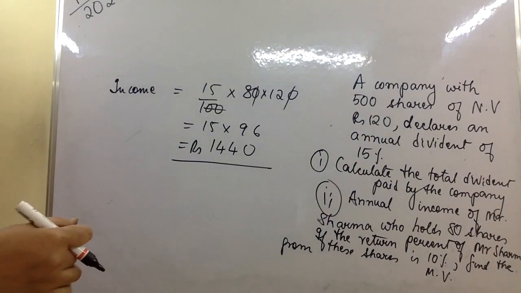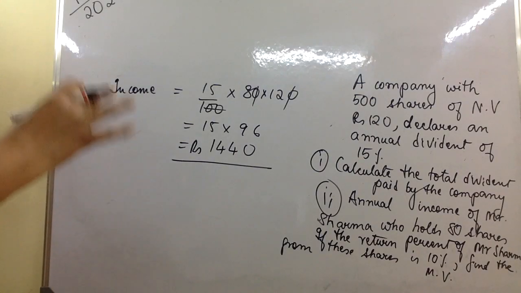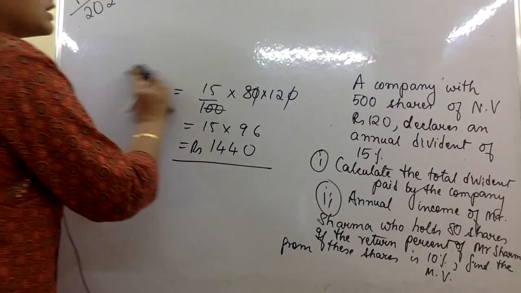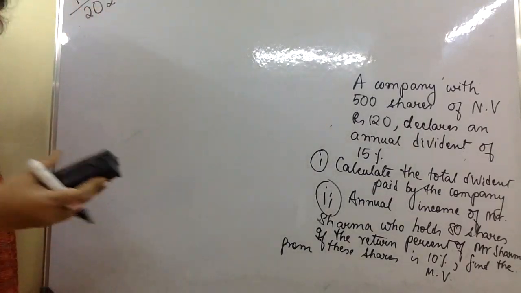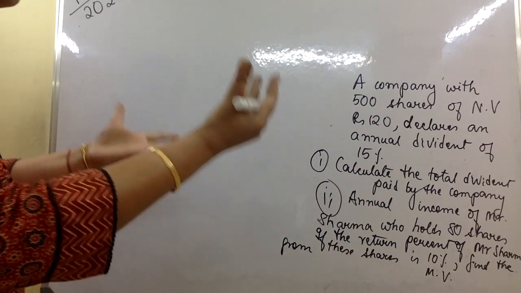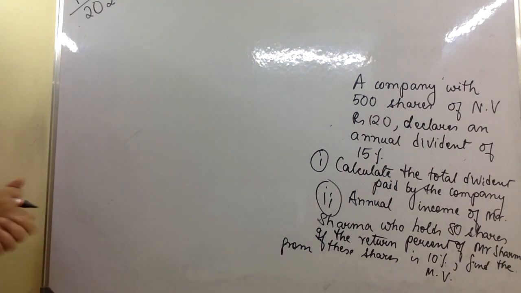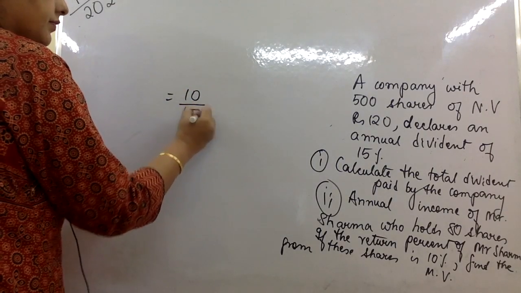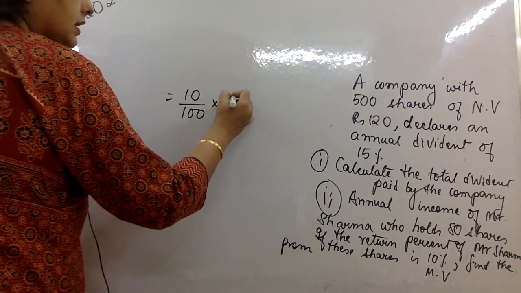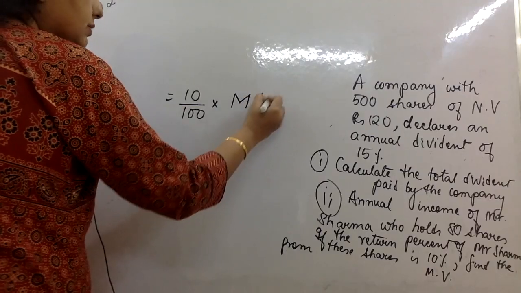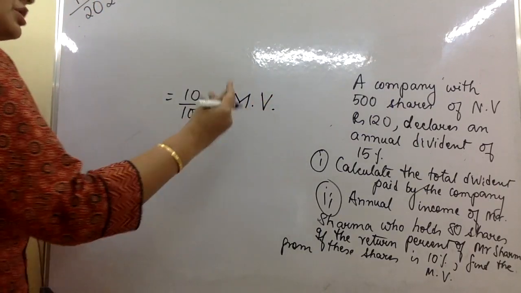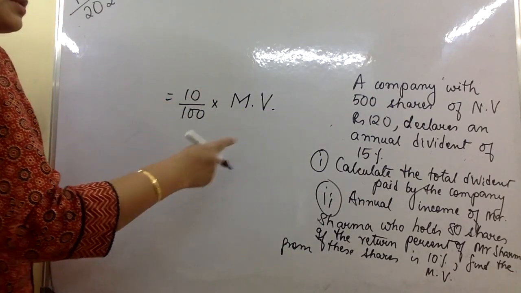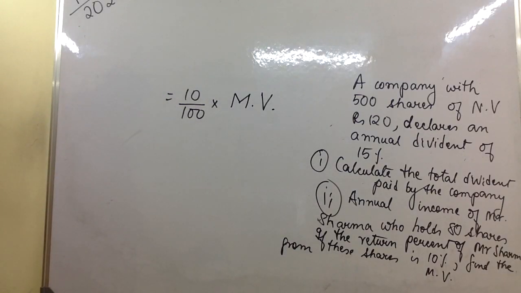If the return percent of Mr. Sharma from these shares is 10%, find the market value. Now this is where the problem starts. If the return percent is 10%, find the market value. That means Mr. Sharma is getting 10% back on his investment. We don't know his investment. So 10% of the investment, meaning his market value, the value at which he has bought the shares, is equal to his return. And what is his return? He got 1440, right? That was his return.